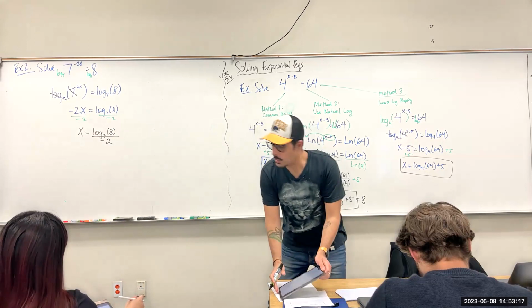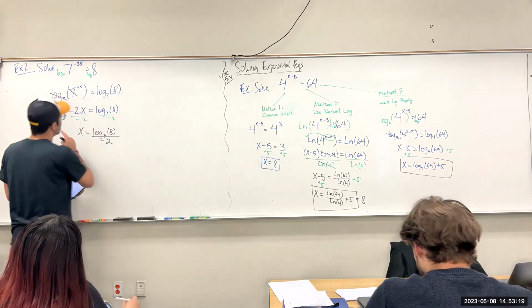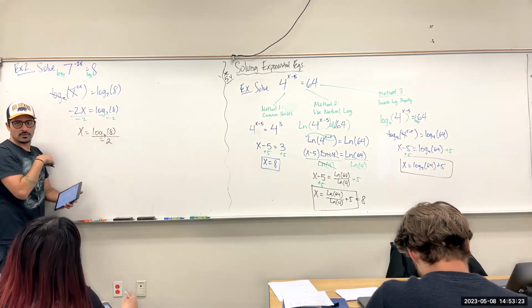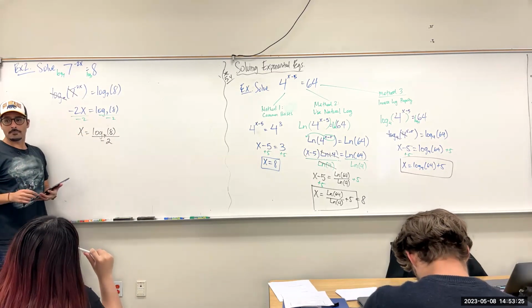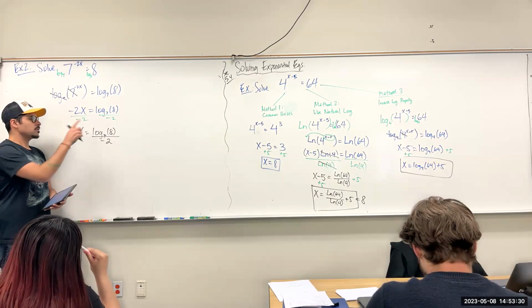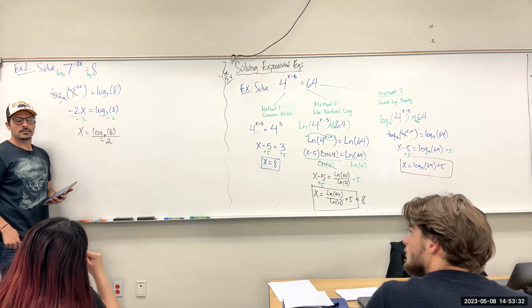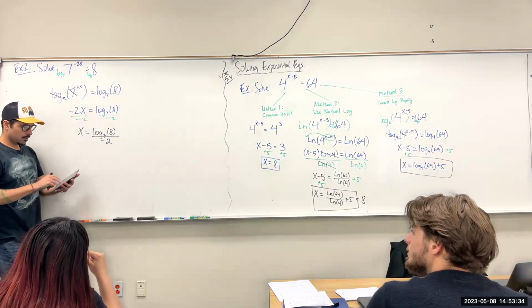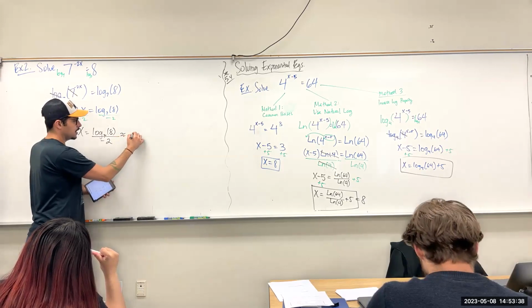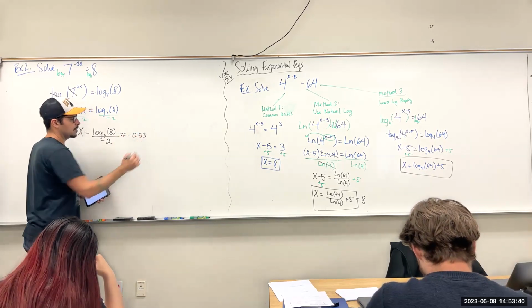On WebAssign, read the instructions carefully, because if it asks you to round your answer, then you need a calculator to do that. On the test, I'm just going to say leave it exact. All right, and this should work on the calculator, if you wanted to check that. Negative 0.53, approximately.